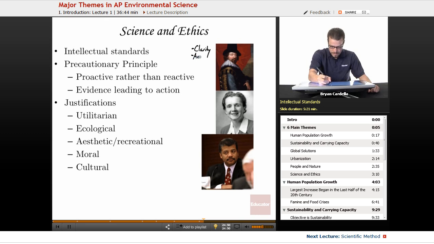Another one, accuracy. So is the statement true? Can we verify the data? So if data is a part of making that statement, in terms of being accurate, can another scientist do the same study and have the same kinds of data? We would hope so.